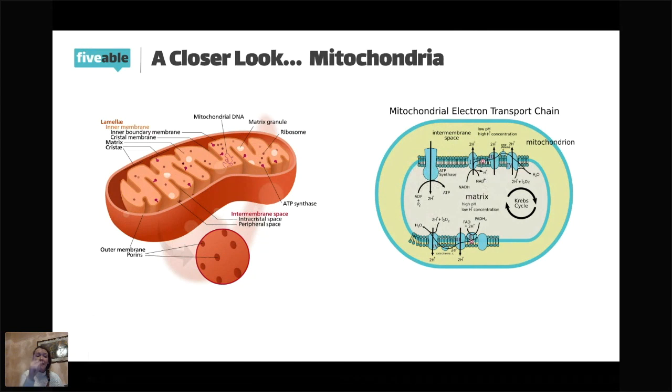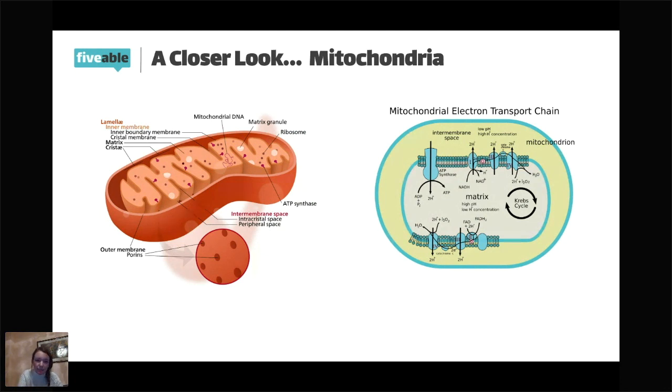So by having these infoldings of membranes, and this is, again, an important structure and function combo, we're increasing the surface area exponentially, and therefore we have more space for our electron transport chains, which are going to be all throughout here making a ton of ATP. So that's what's happening in the membrane.